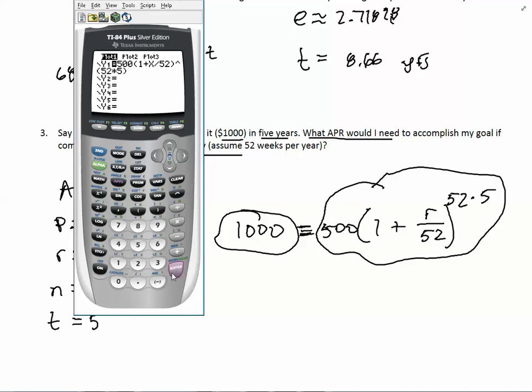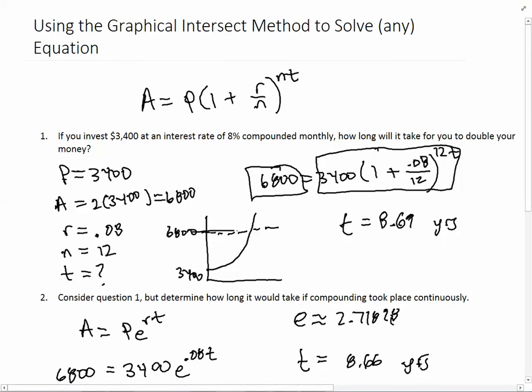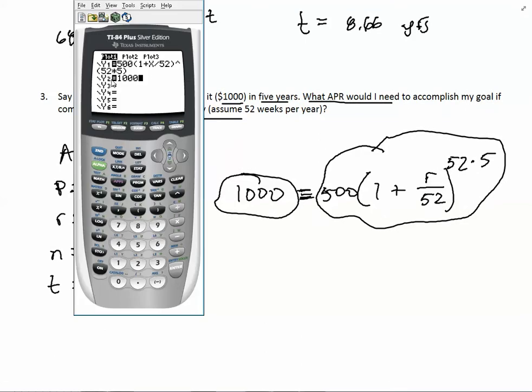And next I'm going to plot the 1,000 so I can see my horizontal line. In other words, when does the balance reach 1,000, just like up here, when did the balance reach 6,800? Got to set my window again. Okay, now we have to be careful here because now we have to think about what does X measure?